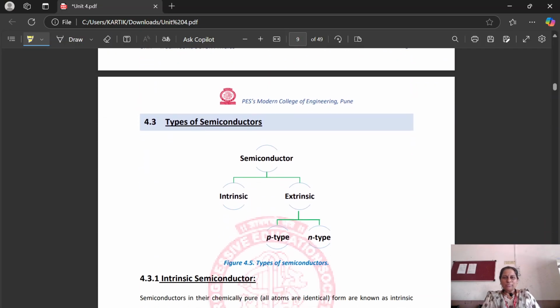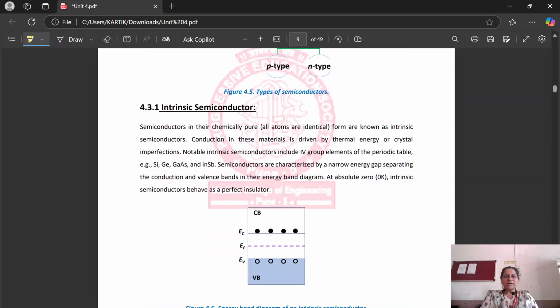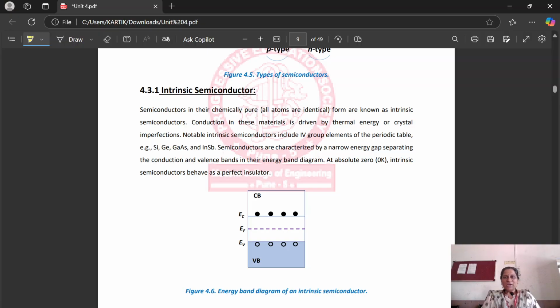So I'm going to talk about intrinsic semiconductors or pure semiconductors first of all. Semiconductors which are in their chemically pure form are called intrinsic semiconductors. That is the definition of intrinsic semiconductor. But what exactly is the variety of charge carriers present inside the pure semiconductor? See, the number of electrons present inside the pure semiconductor is equal to number of holes. That is the property of pure semiconductors. Number of electrons is equal to number of holes. This is what is pure semiconductor.